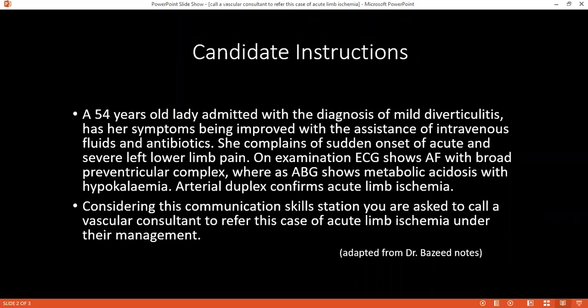Okay. And how are you going to manage her atrial fibrillation? Is there anything you can do? So for atrial fibrillation, we can give amiodarone, and also we will do cardioversion.